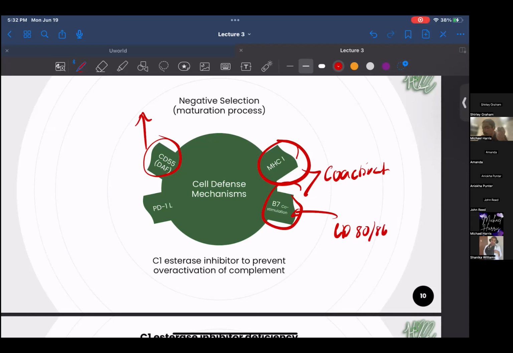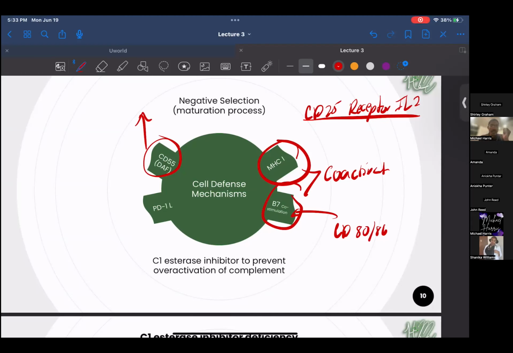CD25 that you're thinking of is the receptor for IL-2. Okay? So that's what that is. CD25 is that receptor. Yes, there you go. It binds to CD28 on the respective T cell. Great, great. That was the next thing I was about to say. So that's what that is.